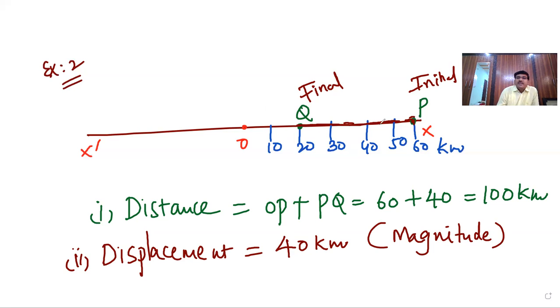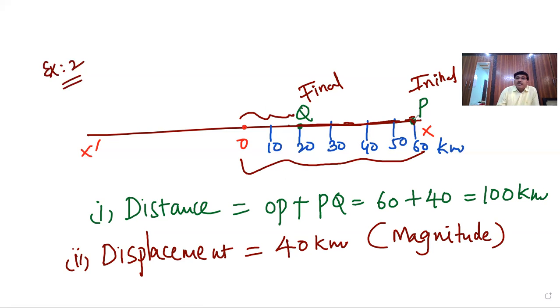If I join, the difference between 60 and 20. Here, year to year is 60. Year to year is 20. 60 minus 20 is 40. Magnitude. Clear? Now, what is the direction?